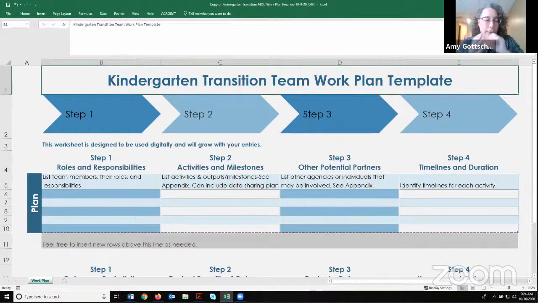In step 2, activities and milestones, there is that list. It tells you to refer back to the appendix, as Natalie was mentioning earlier.